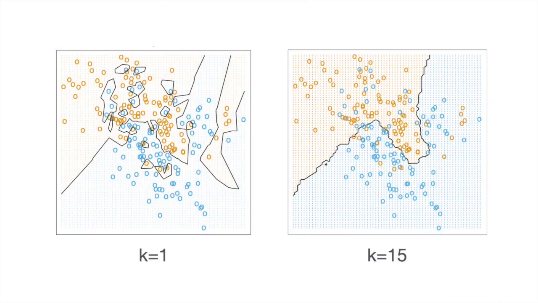So let's look at a couple of examples. Here we've got a single nearest neighbour for this data set and also 15 nearest neighbours, and you can see that in the latter case the boundary is much smoother and much more coherent, and there are a lot fewer of the little islands around individual samples that occur with just a single nearest neighbour.